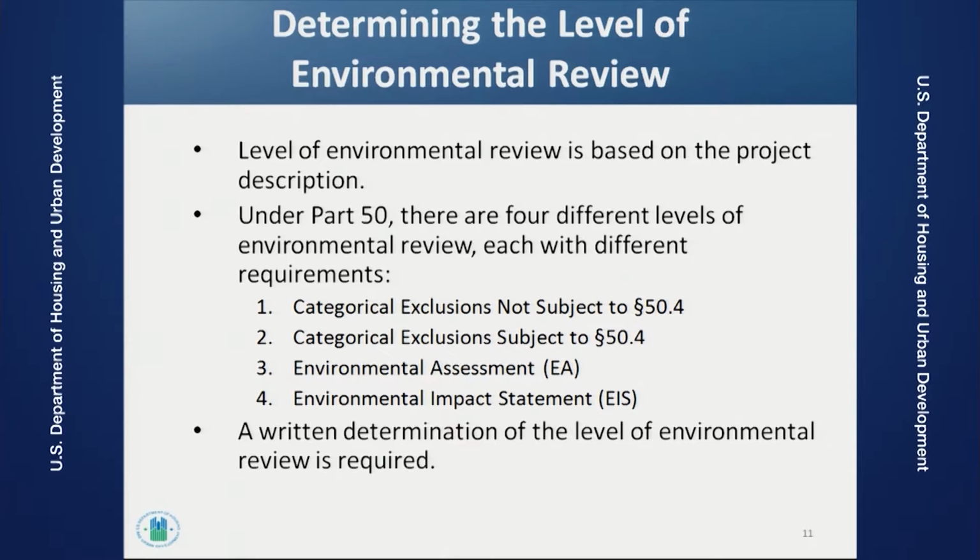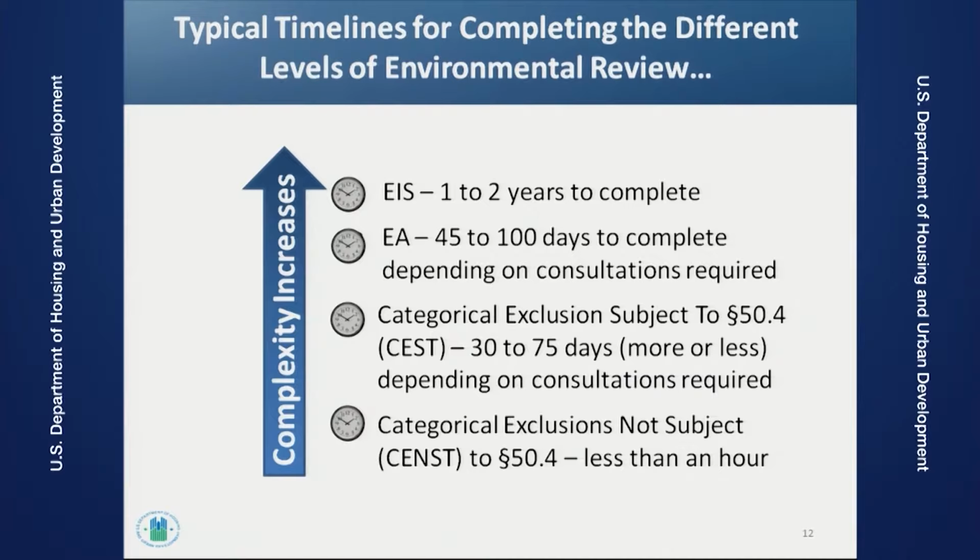Timelines can vary substantially, and it's going to mostly come down to your level of review, how long a review takes. An environmental impact statement, or EIS, is going to take 1 or 2 years. An environmental assessment, we're looking at a couple months, 3 months to complete. It kind of depends on what kind of consultation is required. Categorically excluded subject to 50.4, these reviews take a month or two, three. Depends a lot, again, on the consultations required and the specifics of the project. And then categorically excluded not subject to 50.4, we're looking at like an hour.